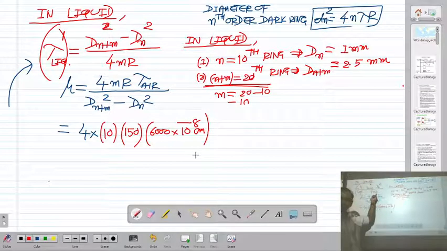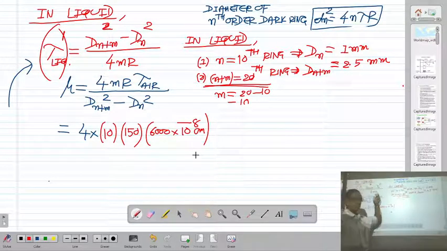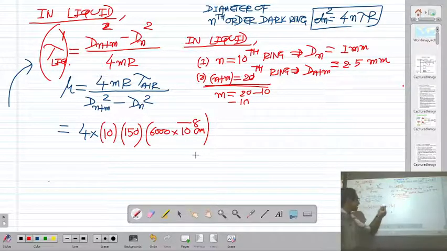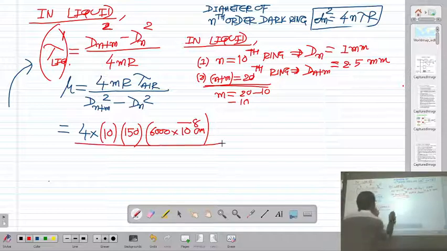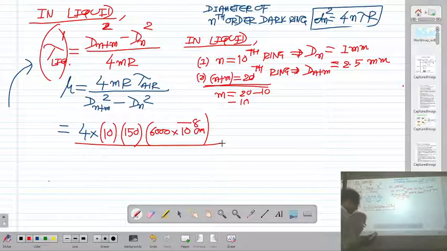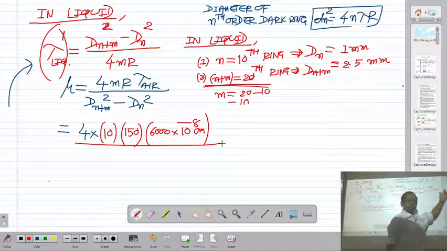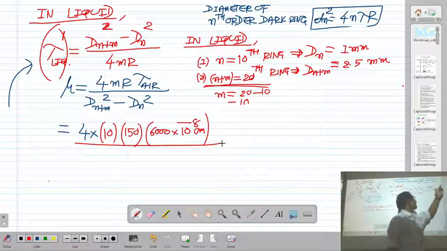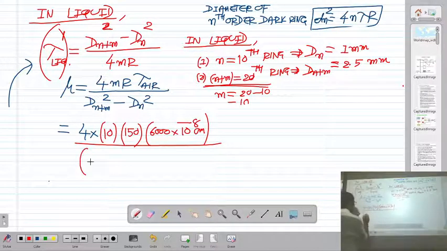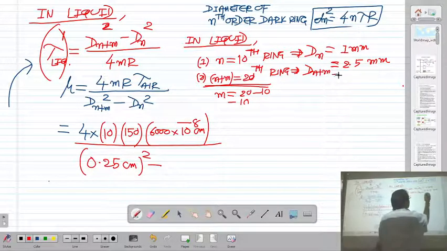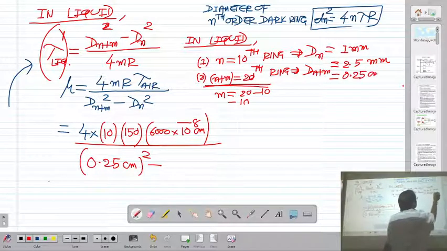Okay, radius of curvature of the lens is given to you. That is the radius of curvature of the convex lens, capital R, 150 centimeter. Wavelength of light in air is 6000 angstrom, meaning 6000 into 10 raised to minus 8 centimeter, upon capital D(n+m) square. What is capital D(n+m) square? Capital D(n+m) is the diameter of the n plus 20th dark ring in liquid, that is 2.5 mm, or 0.25 centimeter, square, minus D(n) square, where 1 mm is 0.1 centimeter.